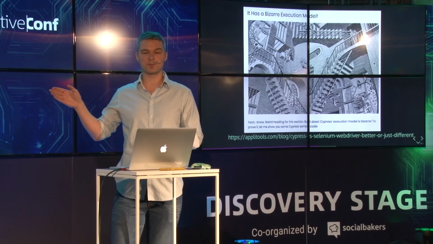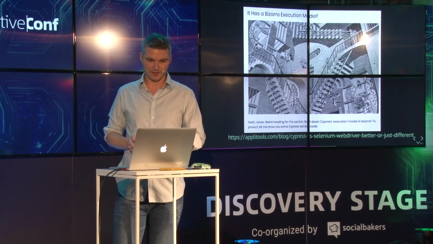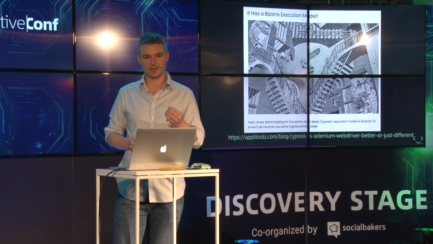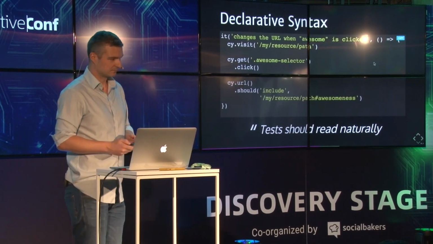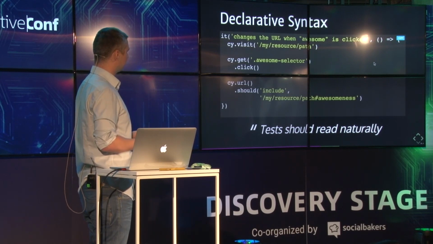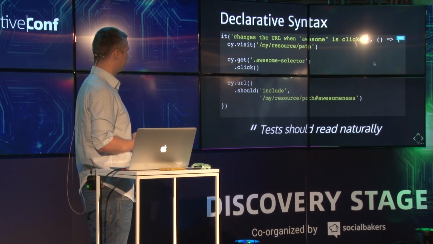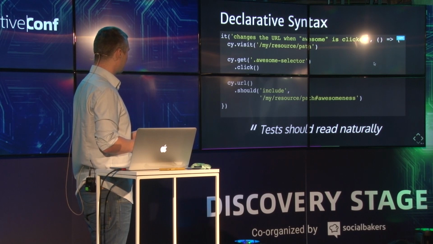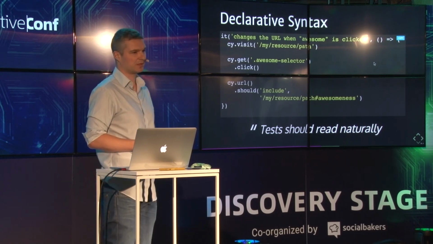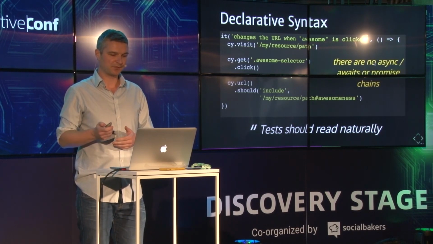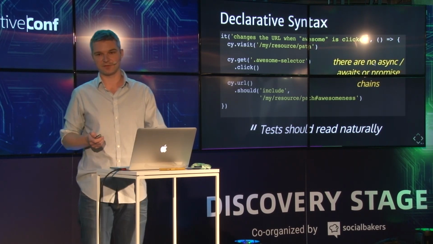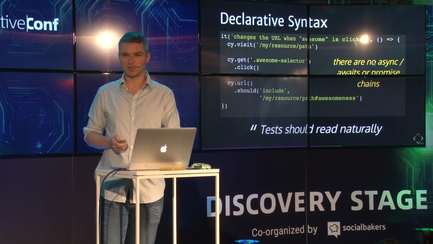Even people who like Cypress kind of publish things like this. But Cypress has a very bizarre syntax. Here's an example. cy.visit URL, cy.get awesome selector, click. cy.url should include a new URL. Well, to me, this is very obvious and very declarative. But if you compare to other frameworks that have async await, it's completely different.